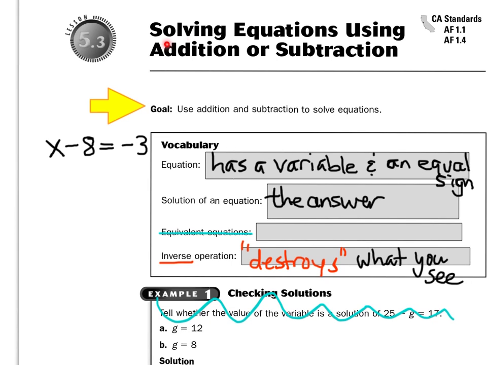Hello, you guys, let's talk about solving equations using addition or subtraction.